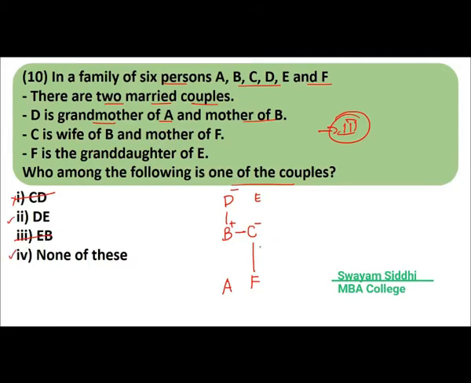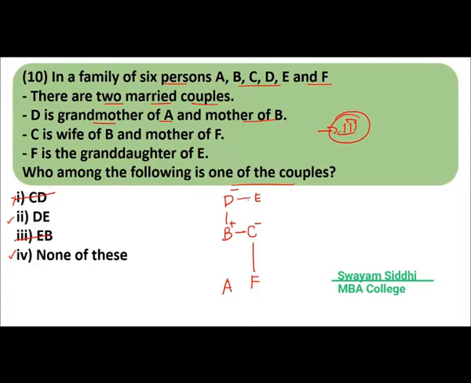Now here they have given that D is grandmother of A and F is granddaughter of E. So D and E possibly are a couple, because there is no other place where you can place E and complete the diagram. If you place E below over here somewhere, it has to be 2 blocks above F, and 2 blocks above F is only D.